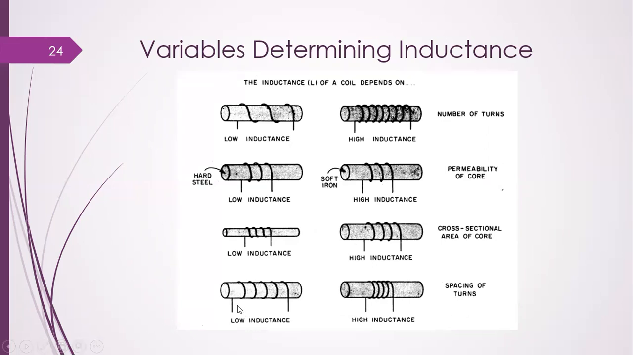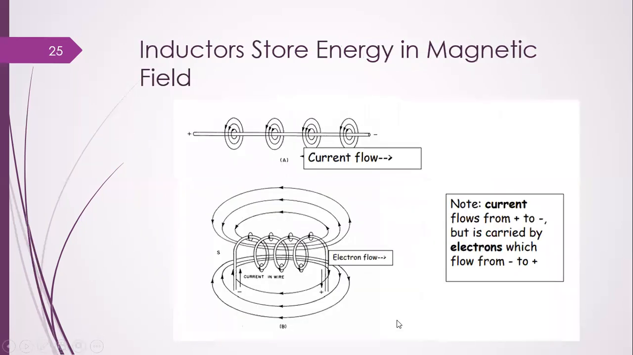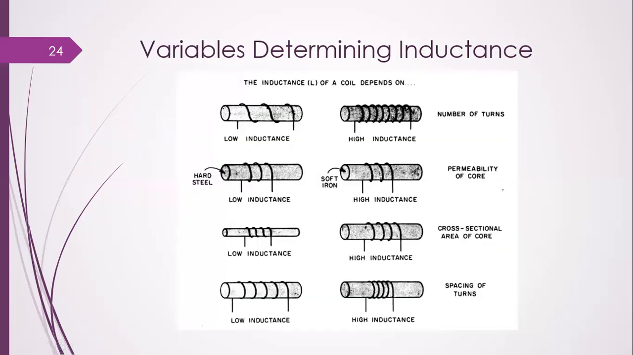Spacing of the number of turns: if we increase the spacing in between the number of turns, then the inductance would be low. And if the spacing in between the number of turns is high, then the inductance we find is of a high value. So these are the four factors by which we can make inductance high and low at our will, by a combination of these different aspects. So variable inductance can also be found this way.